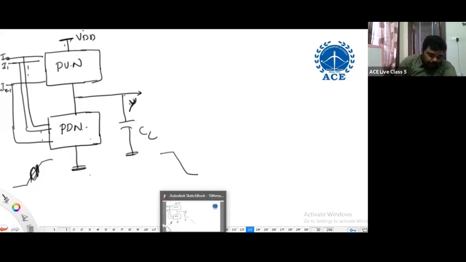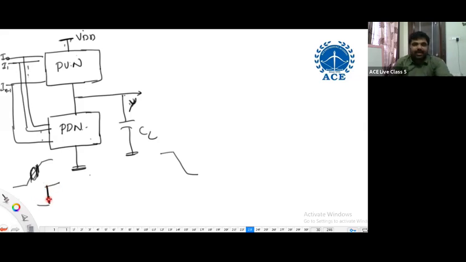If you are changing abruptly like this, it is not having any problem. But in reality, it is not possible. Practically, what happens here? Input is also driven by another logic gate. That means the input is getting a capacitance that is charging or discharging through another logic gate. That is also not possible in zero time.